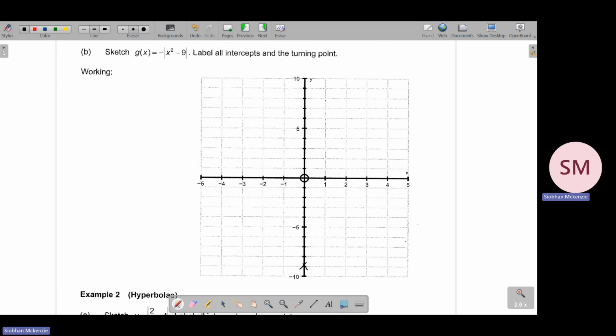To find the x-intercepts of that function, we're going to make y 0. That's going to be 0 equals x squared minus 9. So 9 is equal to x squared. So x is what? Plus or minus 3.